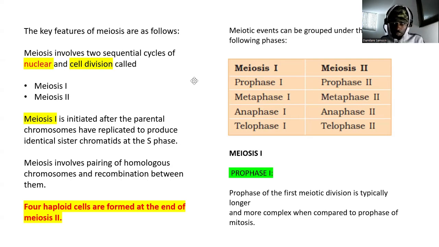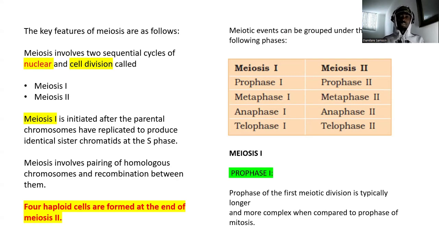The cell division. Now, compared to mitosis, in meiosis we have meiosis 1 and meiosis 2, but mitosis is just one phase. That's just it. But in meiosis, we are going to have meiosis 1 and meiosis 2. Now, meiosis 1 is initiated after the parental chromosomes have replicated to produce identical sister chromatids at the S phase.